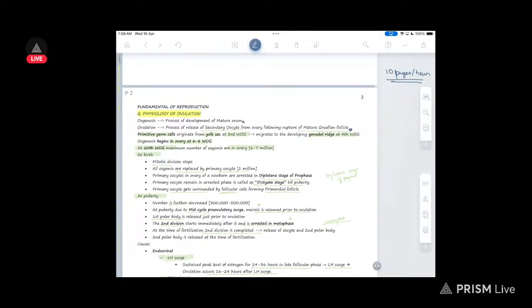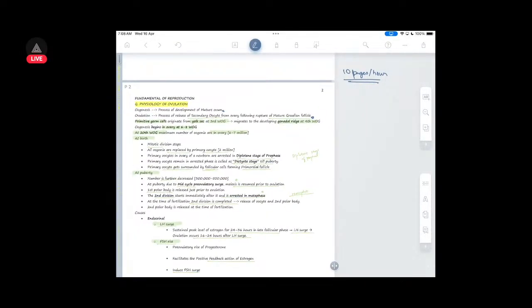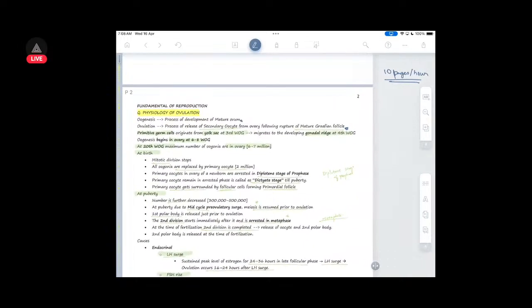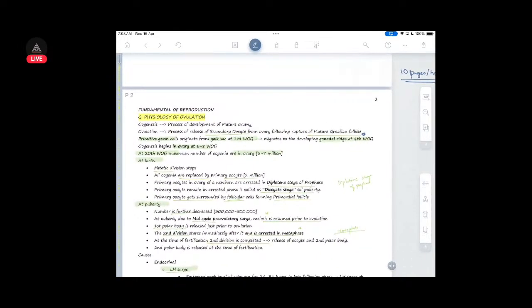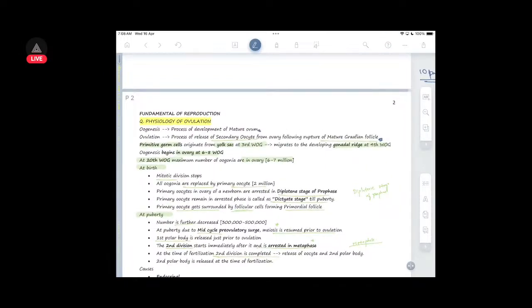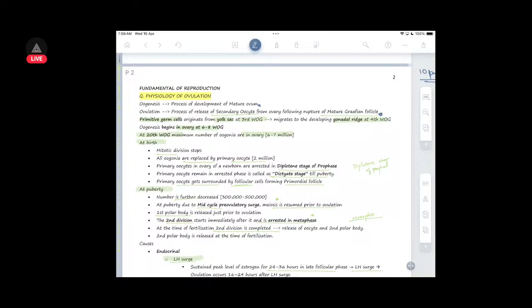So the way I was thinking I'll teach is I'll do 10 pages in an hour, and if I do 10 pages in an hour, I'll be able to finish all of them by 7. So it's 7 a.m. now. I can finish it all by around 10, and I can just relax the remaining time, I feel.